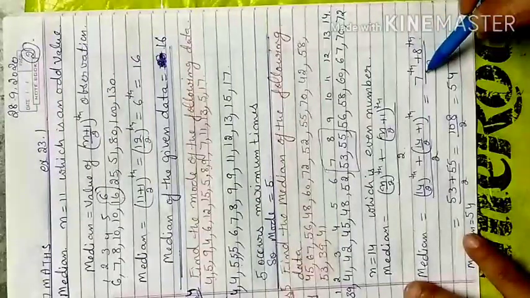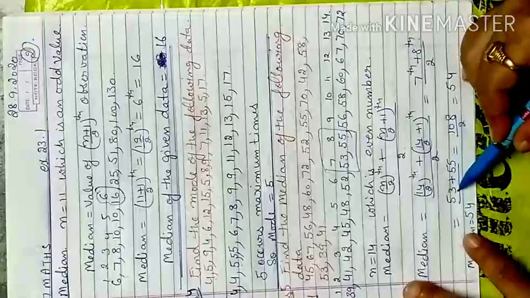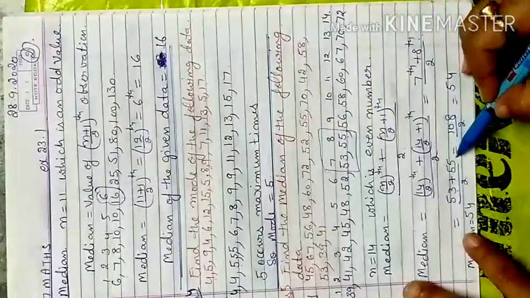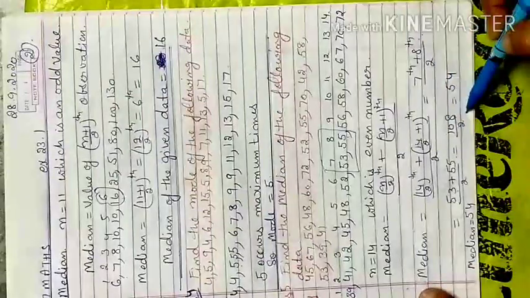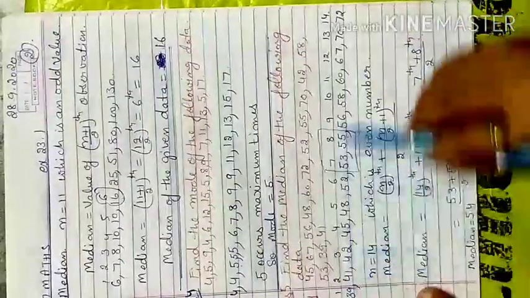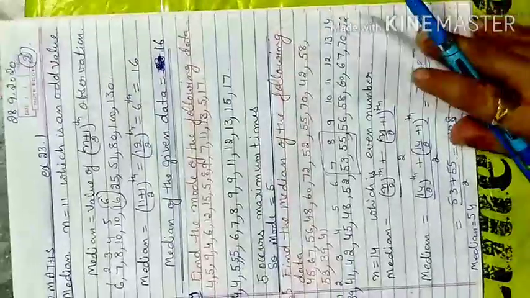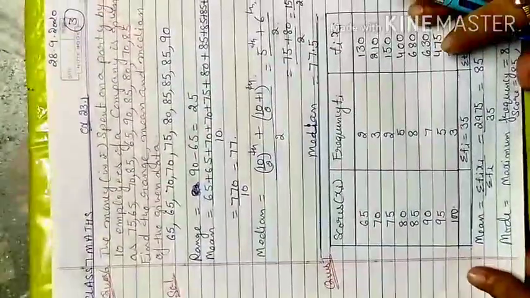So here, first you replace: the 7th position number is 53 and the 8th position number is 55. 53 plus 55 divided by 2 gives you 108 by 2, which is 54. That means in this data your median is 54. Next is your sixth question.